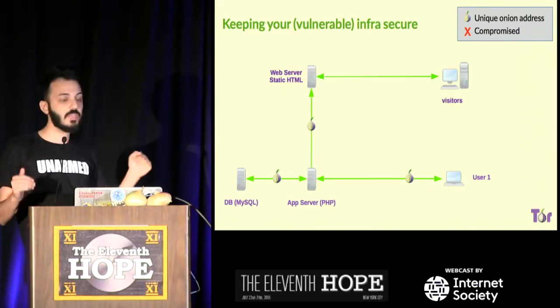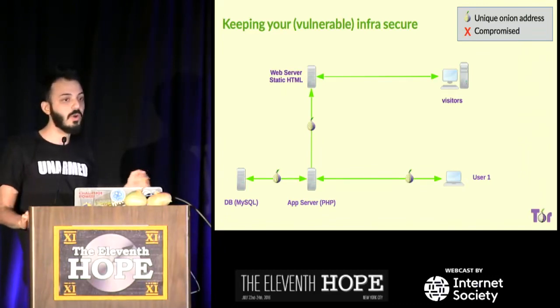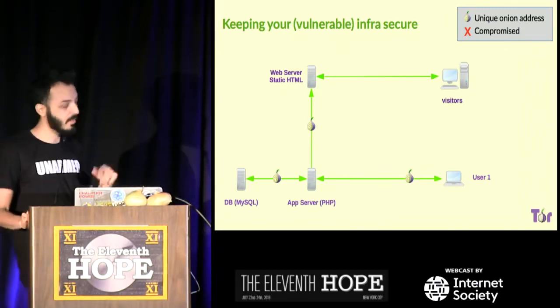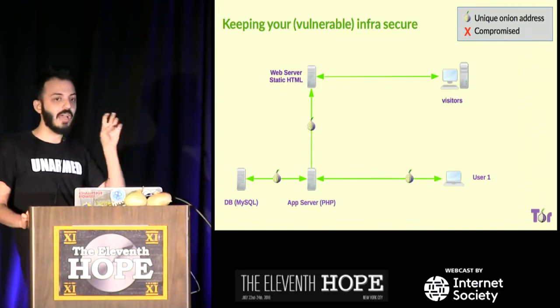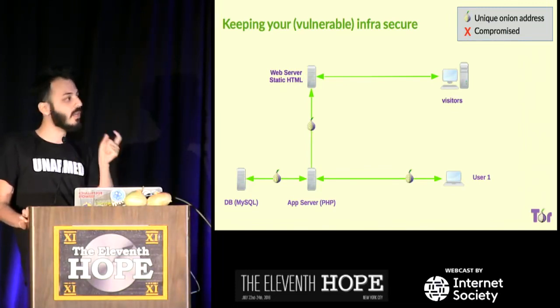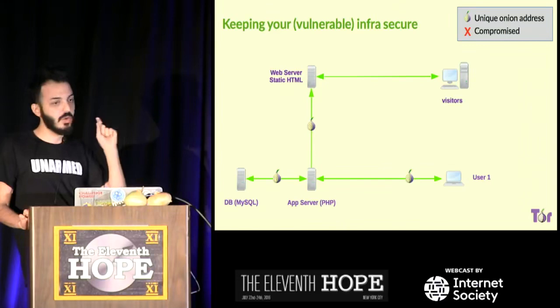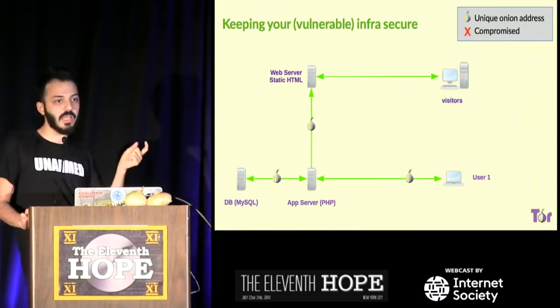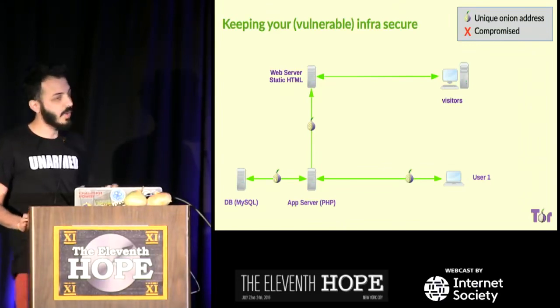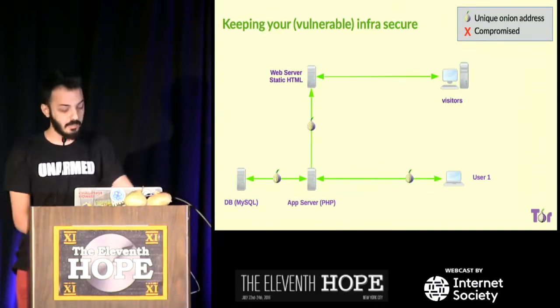And especially if you do the stealth mode, as I explained in previous slides, you need a very unique Onion address and the key to be able to connect to each other. So even if somebody finds the Onion address of your database, they are not going to be able to connect to it. It makes it much harder.